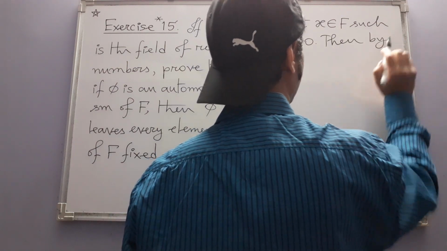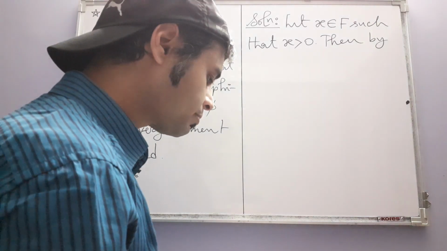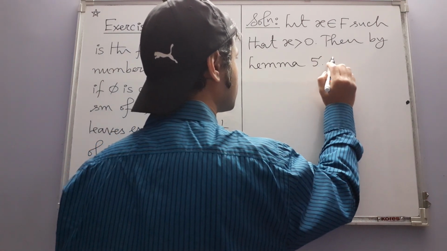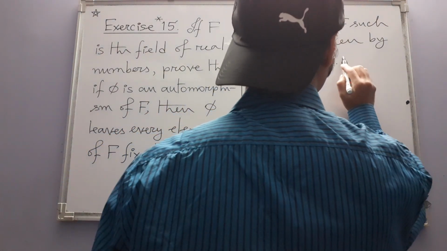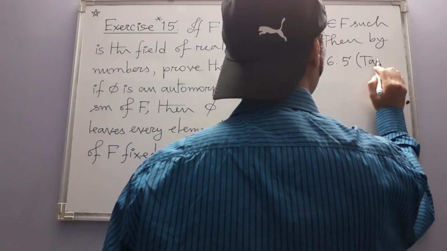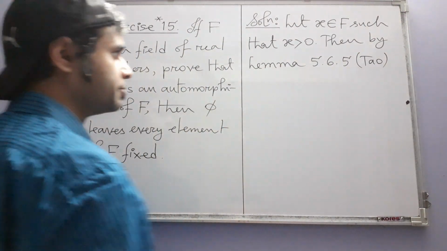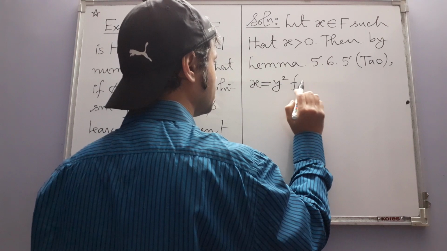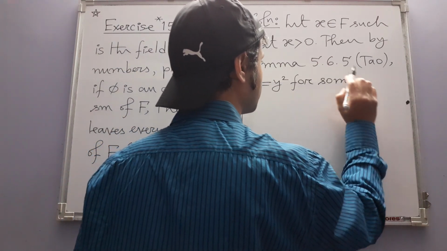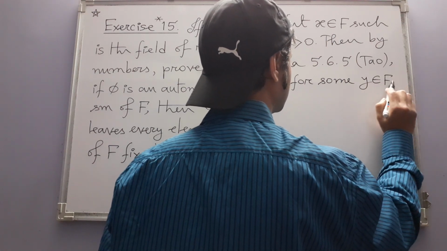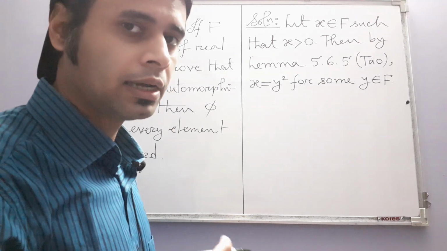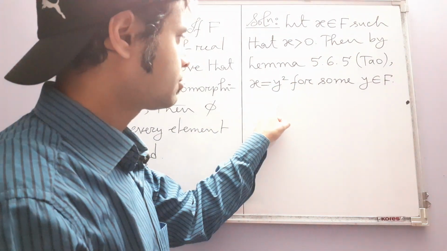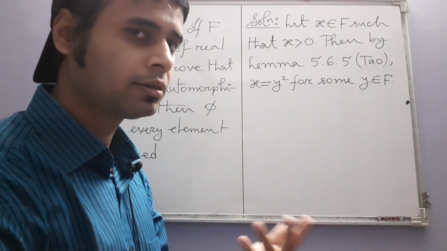Then I am going to refer to this result actually. Lemma 5.6.5 from Terence Tao's analysis book. x is equal to y square for some real number y. Now this is of course just simply the fact that any positive real number, like here x is a positive real number, has a square root, and that square root is y. Actually there are 2 square roots, y and minus y.